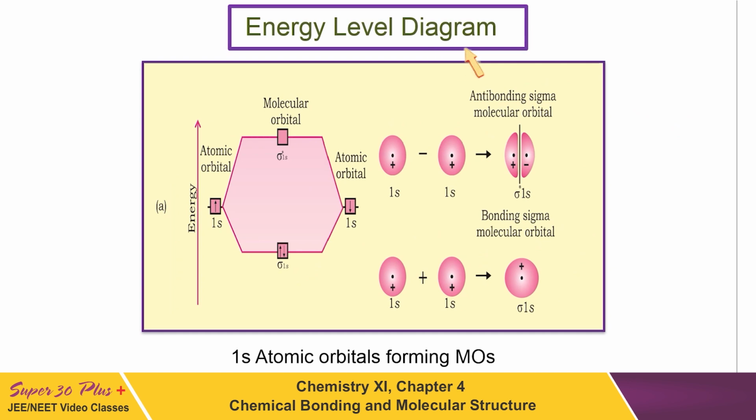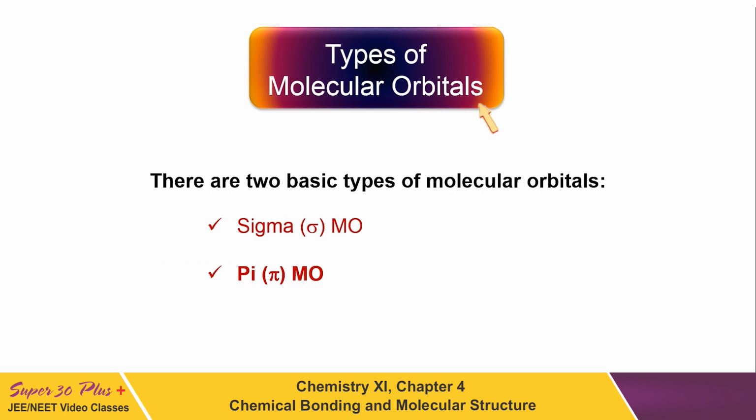These are the energy level diagrams in which 1s is combining with another 1s, which leads to the formation of sigma 1s and sigma star 1s. This one is BMO, this one is ABMO. In total, whether it is BMO or ABMO, they are MOs. And this is the real shape of sigma star 1s, and this is the real shape of sigma 1s. This is how it actually looks, and this is how we draw it on paper. Huge difference between them.